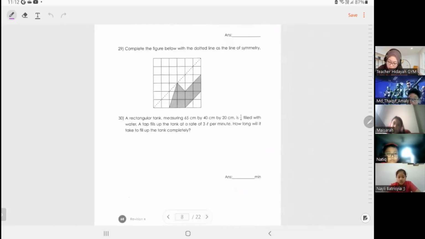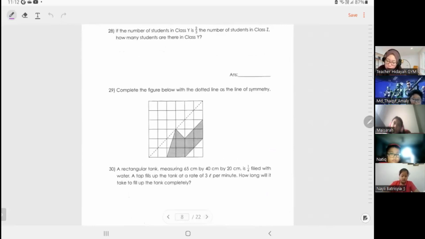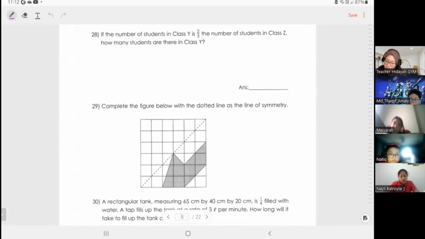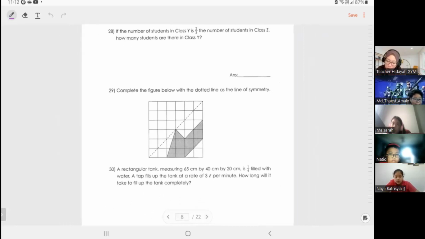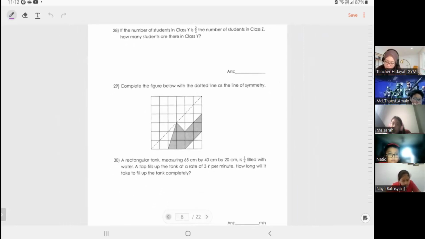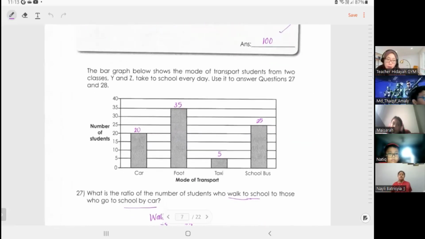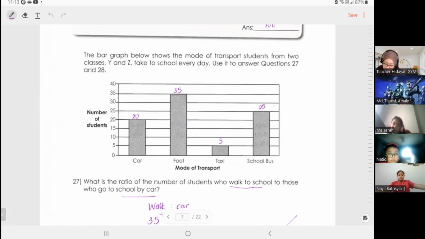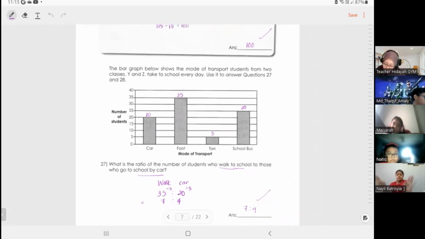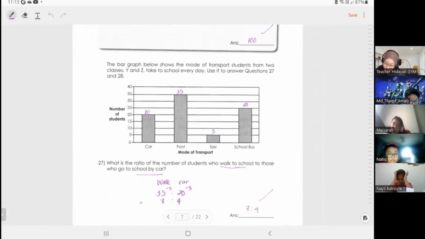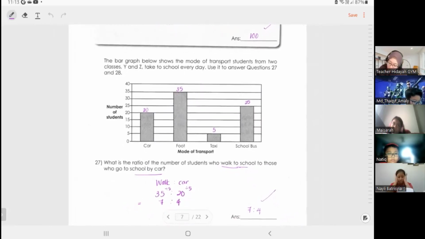Next question. If the number of students in class Y is 2/3 the number of students in class Z, how many students are there in class Y? Okay, let's go back here. The number of students in class Y and Z. Okay, so I need to find the total first, right? This is for question 28. To find the total means you need to add up everyone first.